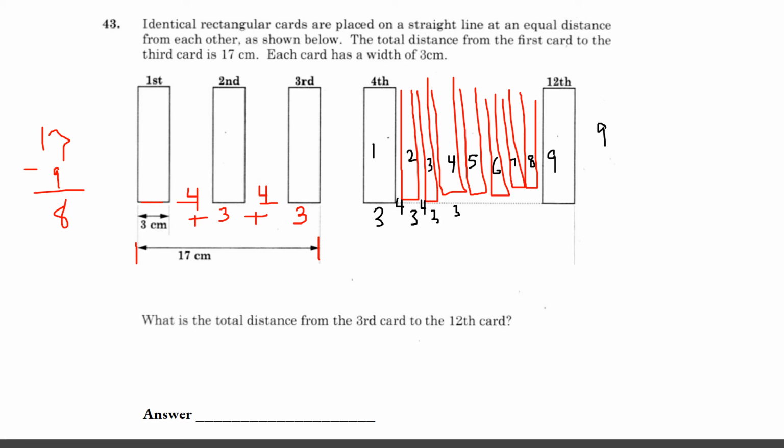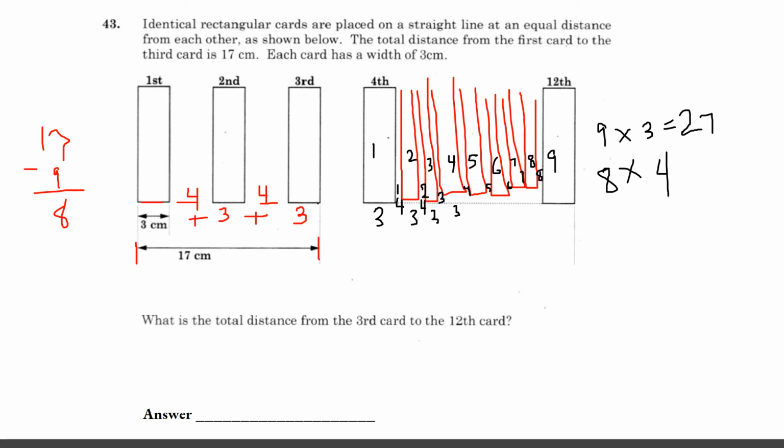So I can multiply 9 by the width, which is 3, and that's going to give me 27. And how many spaces do I have? And we know the width of each space, it's 4. 1, 2, 3, 4, 5, 6, 7, 8. So I have 8 spaces. So I'm going to multiply 8 by 4. Let's check our spaces again. Oh no! We actually have 9 spaces.